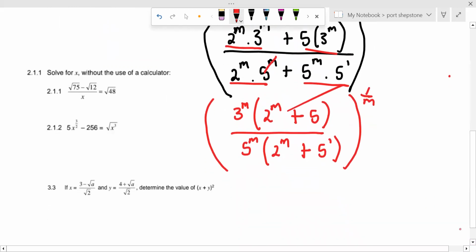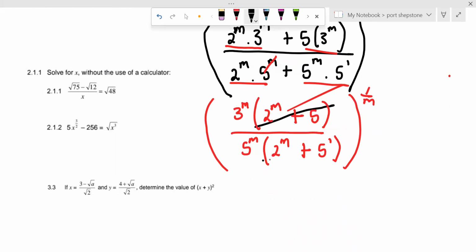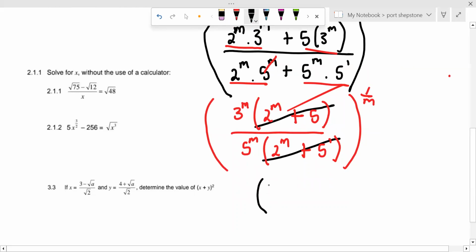Now from here, you can clearly see that we have something that appears on the denominator and then it also appears on the numerator. So they can divide each other out. So I'm going to be left with 3 to the power of m all over 5 to the power of m, all to the power of 1 all over m.